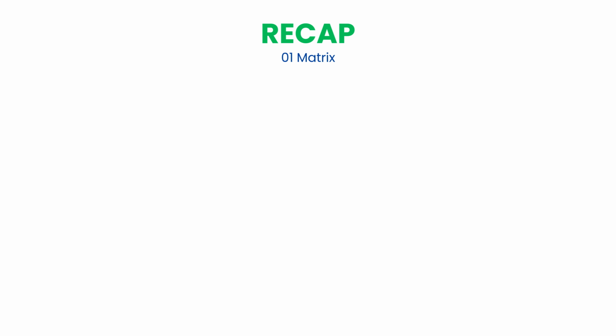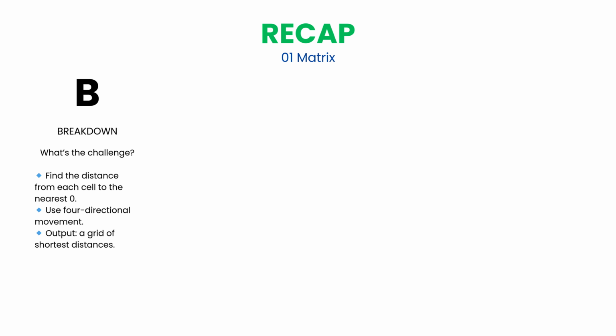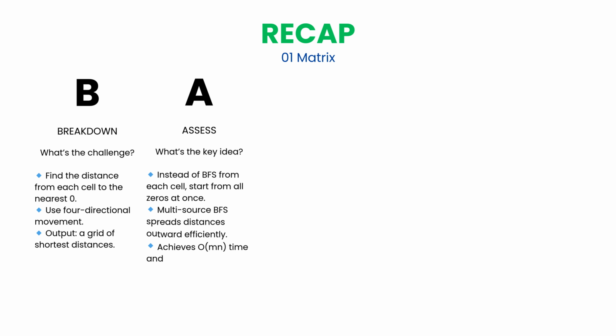Let's have a quick recap. Breakdown recap. We need the distance of each cell to the nearest 0 in a grid using 4 directional moves. It's all about finding shortest paths in an unweighted matrix. Approach recap. Instead of BFS from every cell, O(MN squared), use multi-source BFS, enqueue all zeros with distance 0 and expand outward. Every cell gets its nearest zero naturally in O(MN).